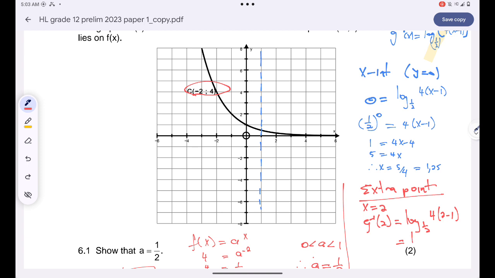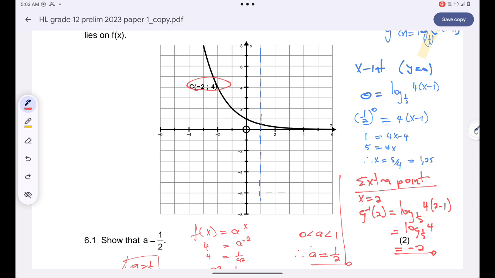This is just equal to the log of 4 base half. The answer is just equal to 2 squared. It's just equal to negative 2. So I know that I will have an extra point. Whenever x is equal to 2, its corresponding y value will be minus 2. That will be my extra point over there.